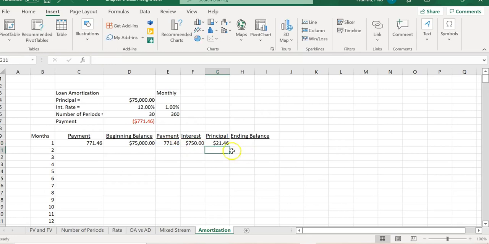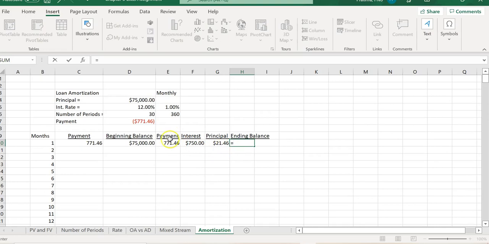So how much principal did we pay? That was $21.46. So now what is your ending loan balance? You cannot say that the loan balance would be beginning balance minus total payment. No, because we did not pay the full principal, right? This total amount includes $750 as the interest for that month only. So we paid that month's interest, and $21 as principal is repaid.